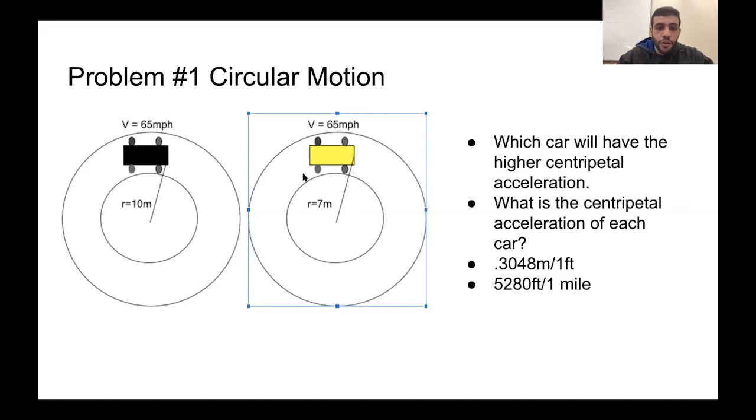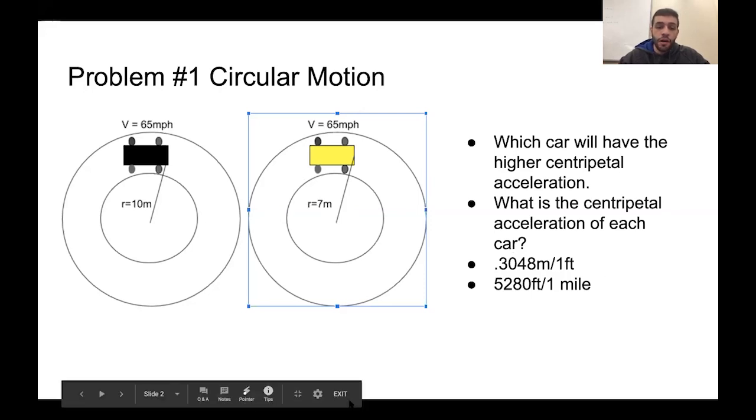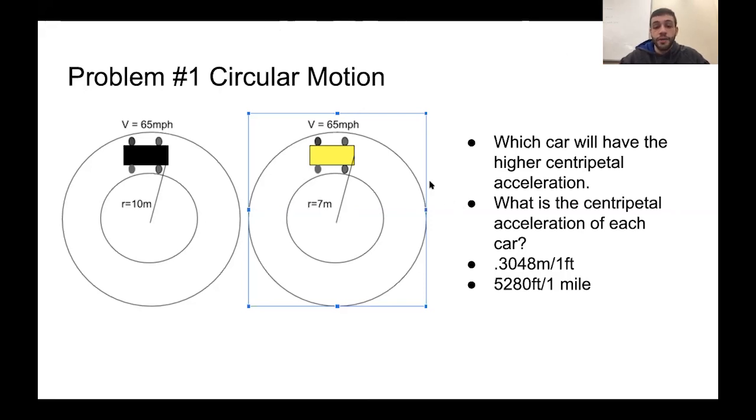All right, so now that we have that, we're gonna move on to actually solving the problem. So we already discussed how we know that the car on the right is gonna have the faster centripetal acceleration. We determined that because we know the formula is v squared over r. So it makes sense that the one with the smaller radius would have the faster centripetal acceleration.